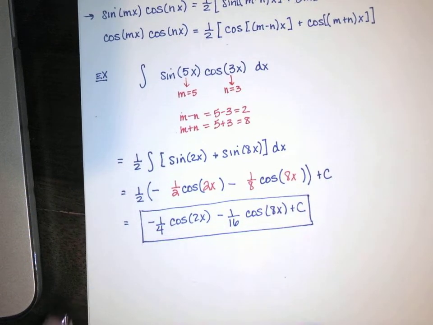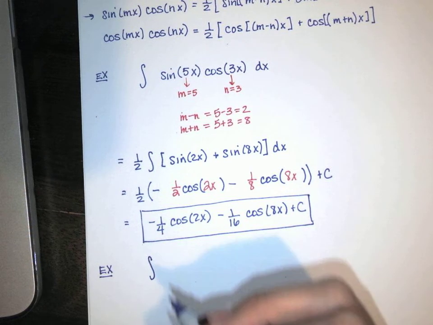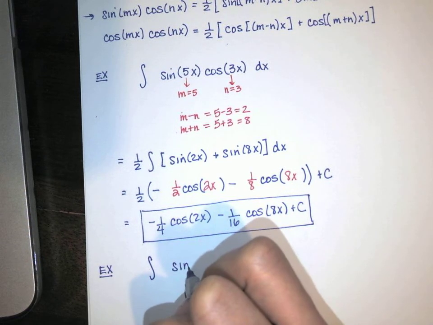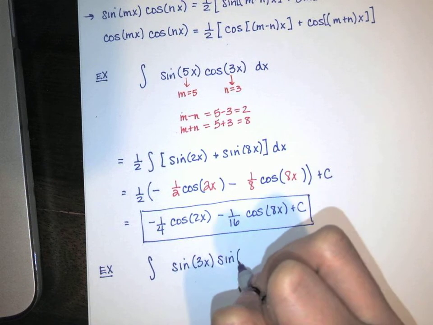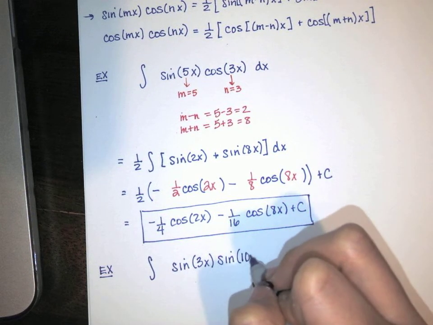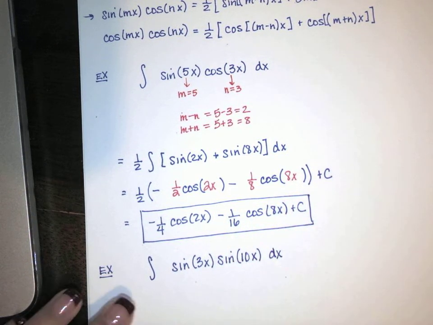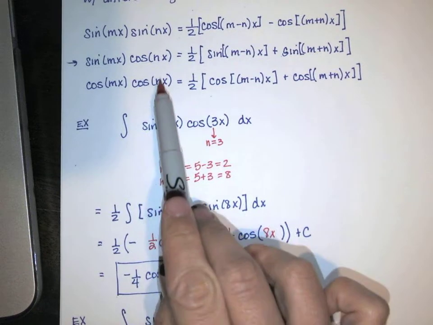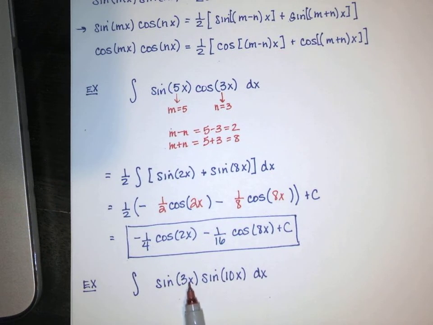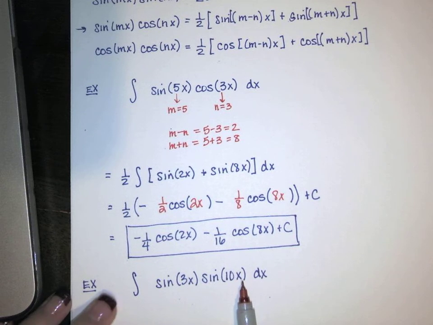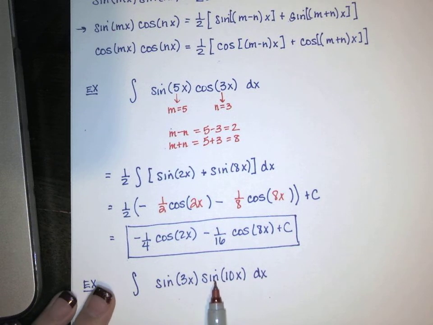All right. Now here's another one. Let's say you've got sine of 3x times sine of 10x. Now this matches this pattern up here. Now you can take it very literally. You can write this as mx and this as nx, but notice it's a sine times a sine, so it doesn't really matter which one you call m and which one you call n.